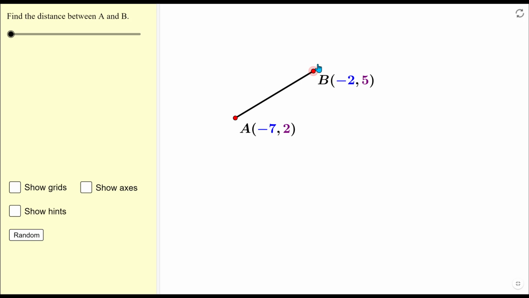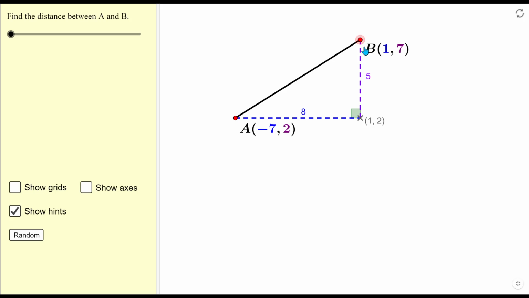Well, we know from Pythagoras that if we can construct a right-angled triangle which has a horizontal and a vertical line segment to it, then we can use the lengths of the horizontal and vertical values and Pythagoras and a square root to get distance here.